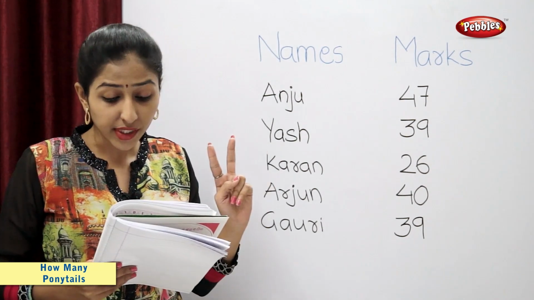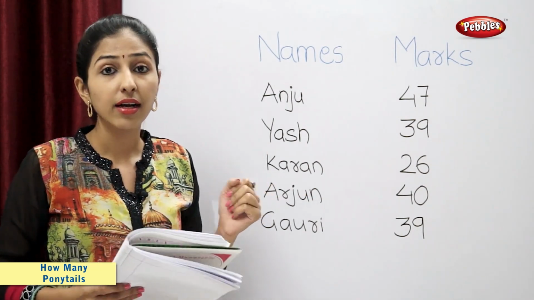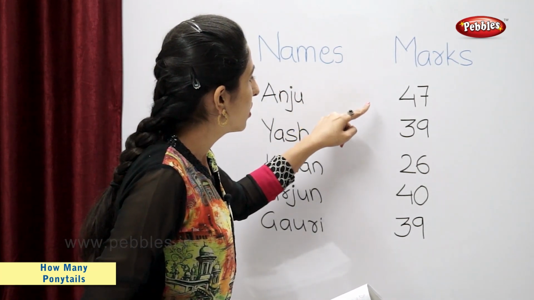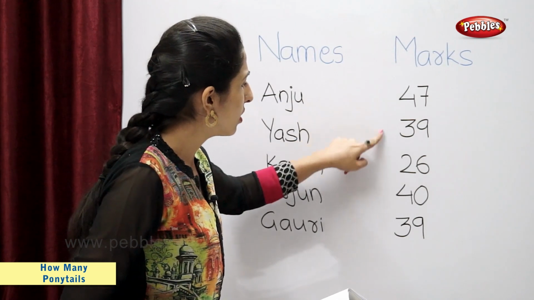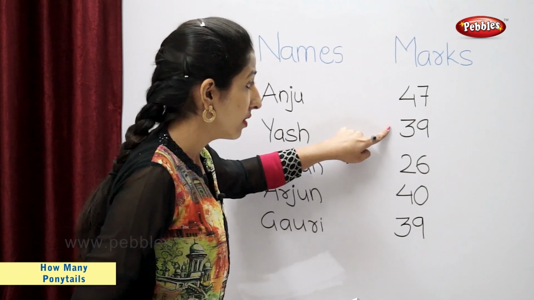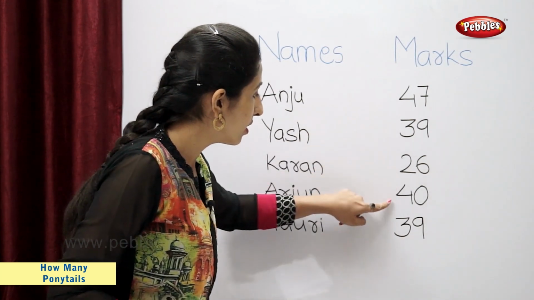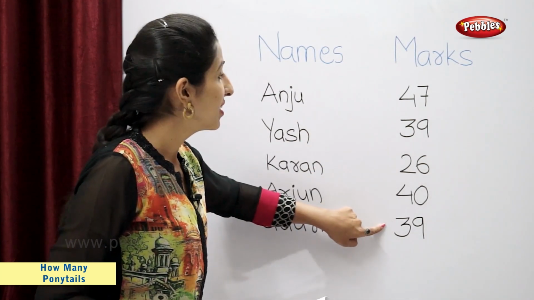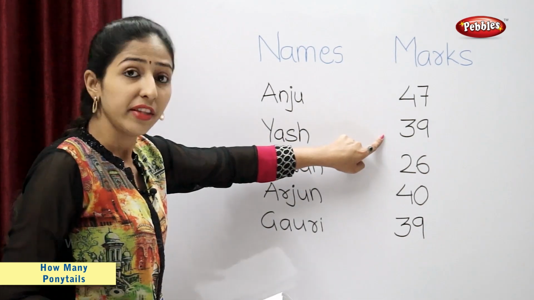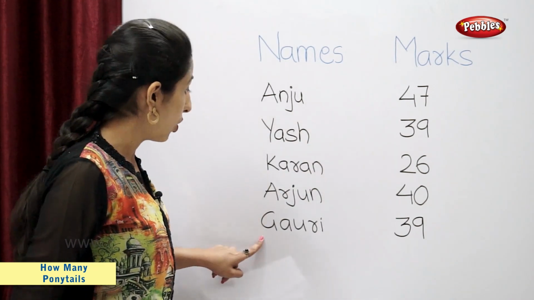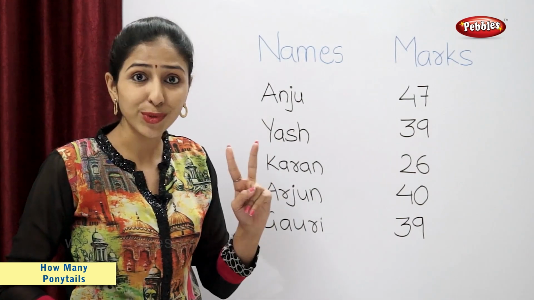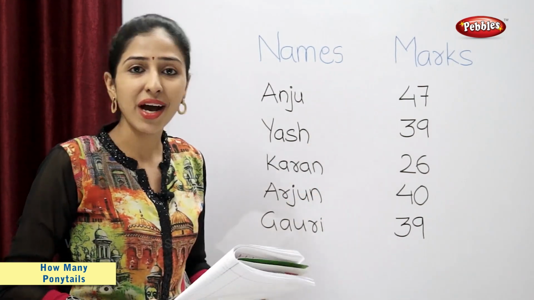Which two students got same marks? Let's find this out. 47 only one time. 39. So, Yash scored 39 marks and Gauri also scored 39 marks. So, there are two students who scored same marks.